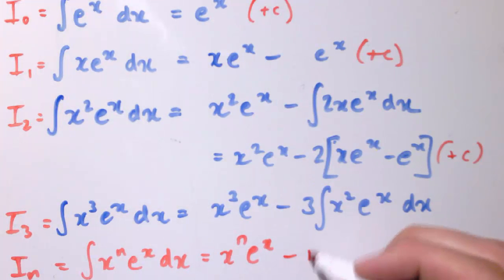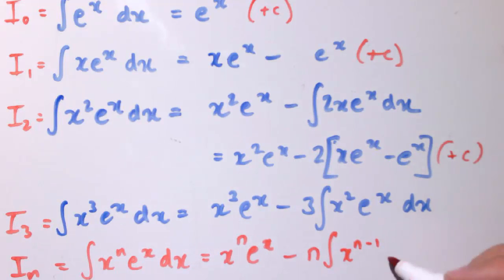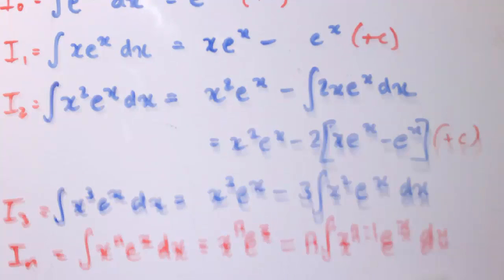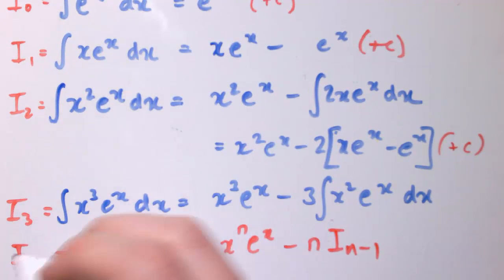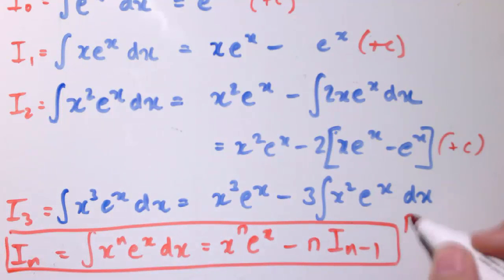But so we've got, I could say maybe this is minus n times the integral of one lower order. So rather than x to the n, it's x to the n minus 1 times e to the x dx. And what I've written here, integral of x to the n minus 1 e to the x, that's the previous integral here. So actually I could just write that as I n minus 1. And this thing here that I've just written out is what I'd call the reduction formula.